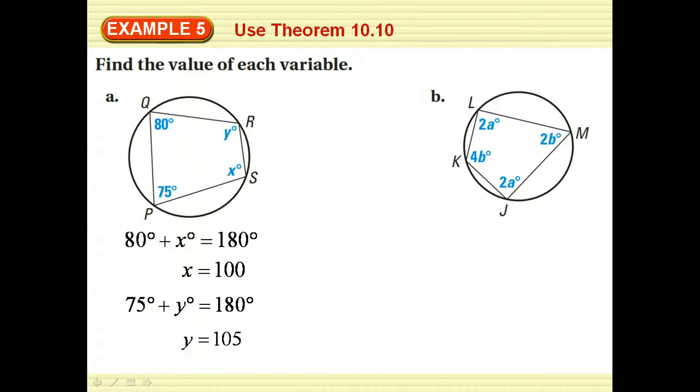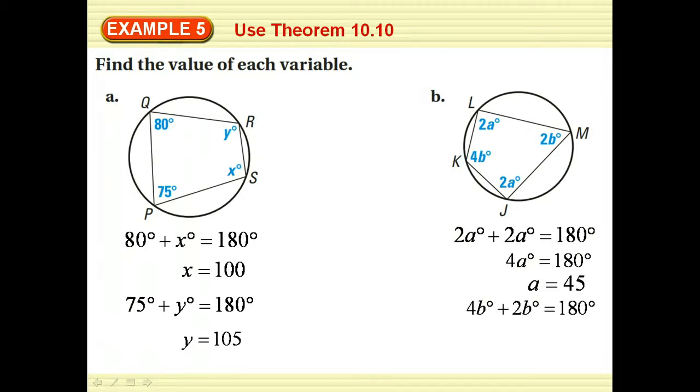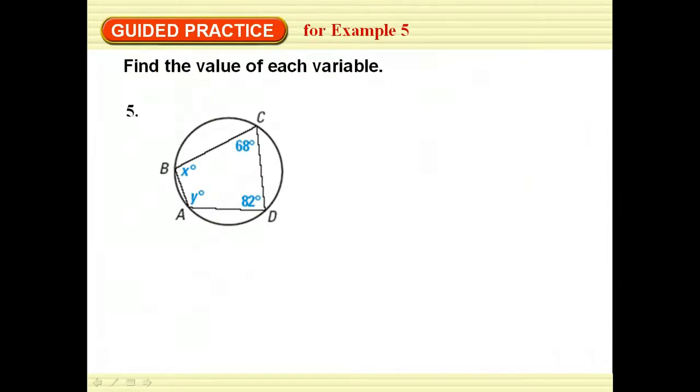For b, these two are equal to each other. Notice I got 2a and 2a. I've got opposite angles. This looks like a kite, but let's see how this works. 2a plus 2a is 180, that's 4a, so a is 45 degrees. In this case, 4b plus 2b is 180, 6b is 180, so b would be 30 degrees.